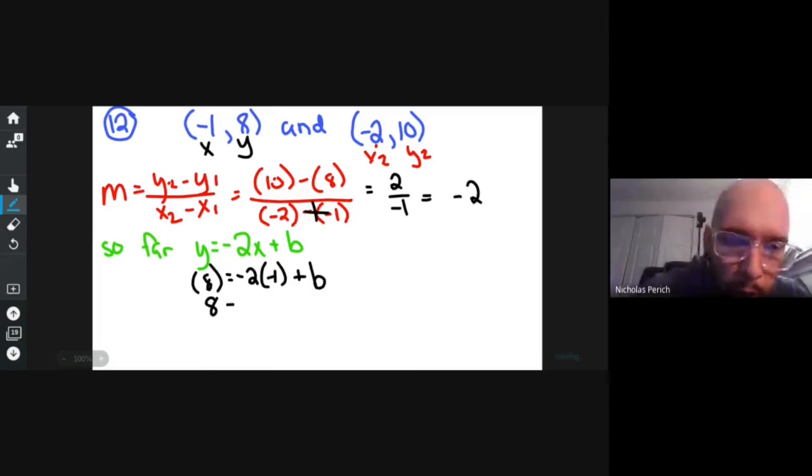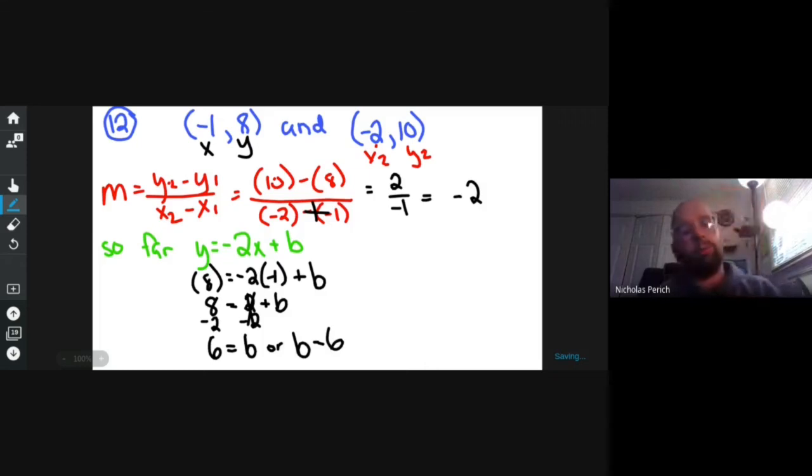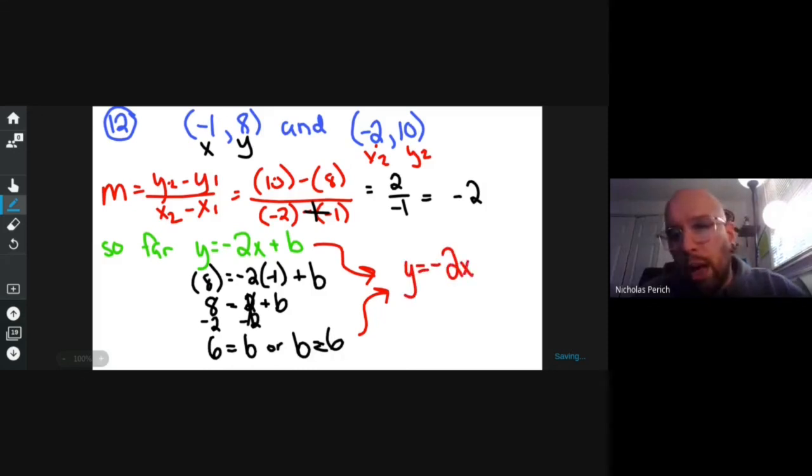Negative 2 times negative 1 is positive 2. So I don't need those parentheses. 8 equals 2 plus b. Subtract 2, cross you out, and 6 is equal to b. Or b equals 6. It's the same thing. So if b is 6, and I already know that y equals negative 2x plus b, then I put it together. Y equals negative 2x plus 6.